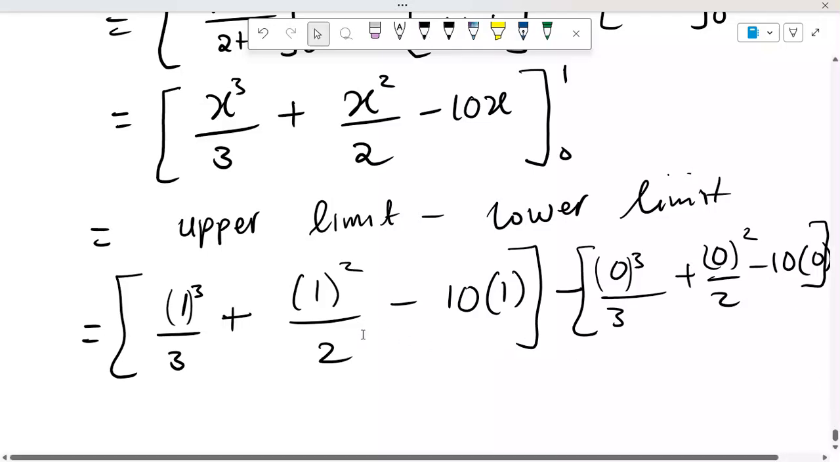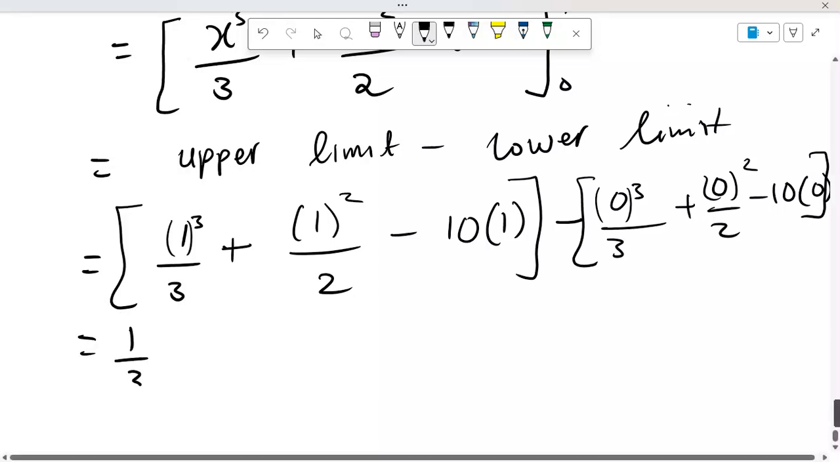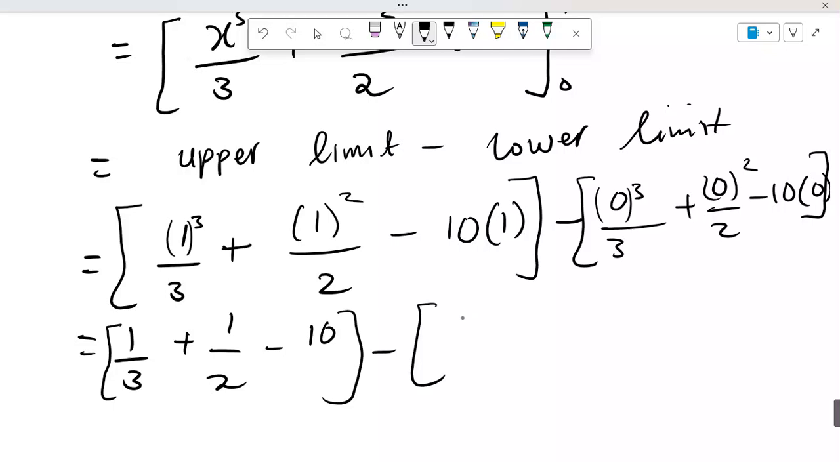Okay, now we rewrite this. So we have 1 over 3. 1 to the power of any number is just 1, plus 1 over 2 minus 10, minus 0 to the power 3, so it will be 0 over 3 plus 0 over 2 minus 10 times 0.